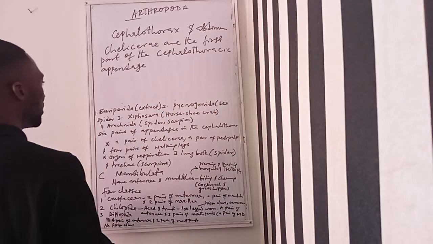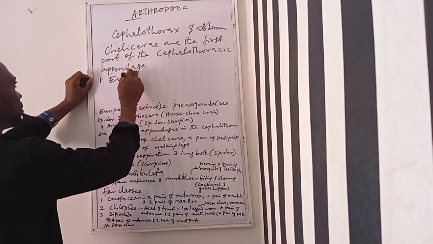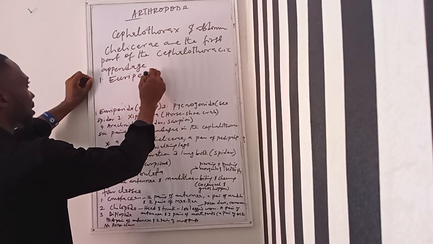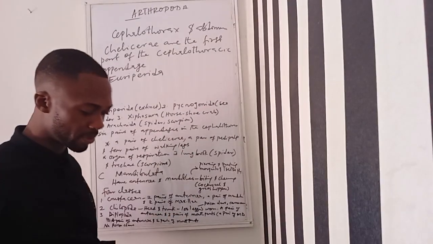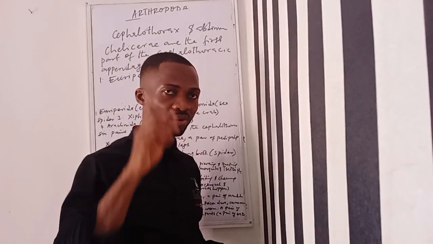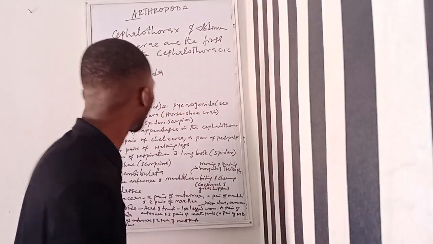Let me write them boldly. The first class is Eurypterida. Members of this class are all extinct. That means they have gone into extinction. Not even one living representative is known.